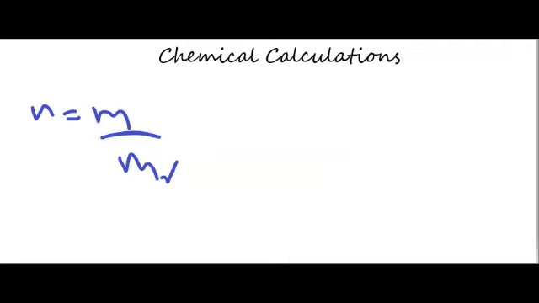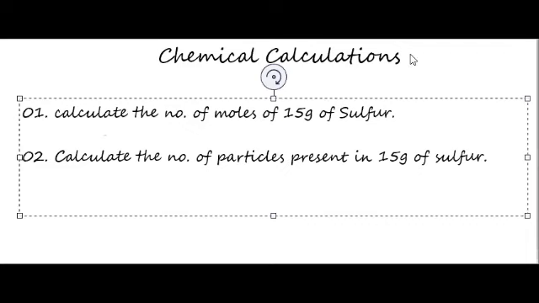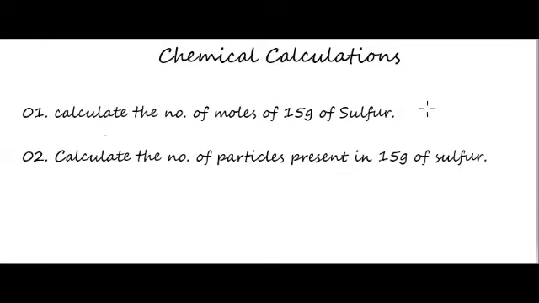Here are some of the questions that you may try right now. Pause the video and give it a try. Use the number of moles and the Avogadro constant to calculate. Okay, so calculate the number of moles of 15 grams of sulfur. We said that it's M over MR. Mass is 15 grams. The SI unit is grams here, so we don't have to do any conversions. So 15 divided by 32.5.